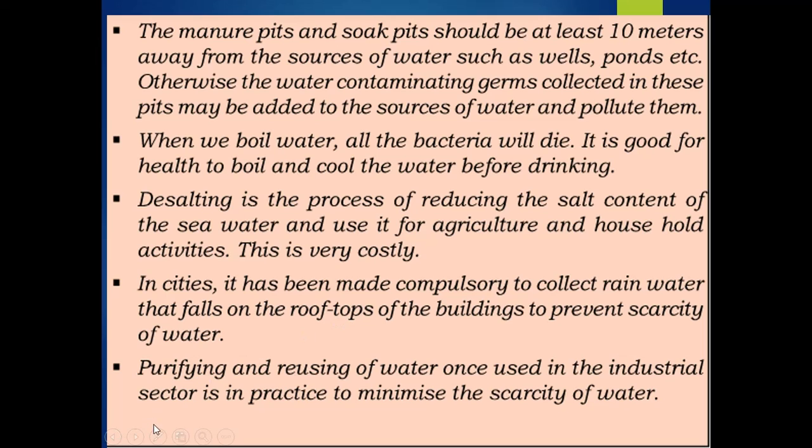Next one is purifying and reusing of water once used in the industrial sector, which is in practice to minimize the scarcity of water. Nowadays, as there is a lack of water and a reduction in water content, the industrial sector also purifies and reuses the water once again. So once used, they purify it again and reuse the water to minimize the scarcity of water.